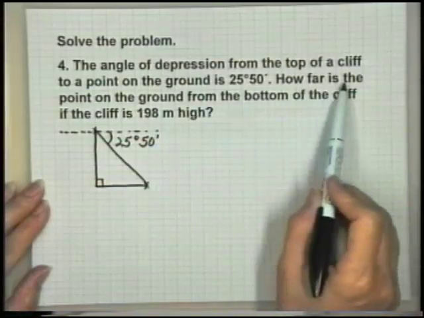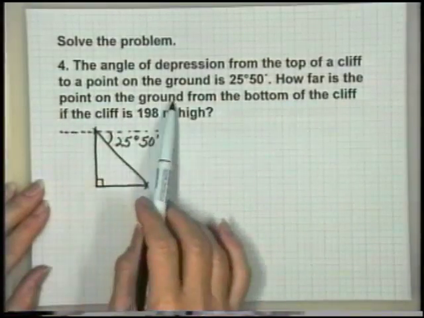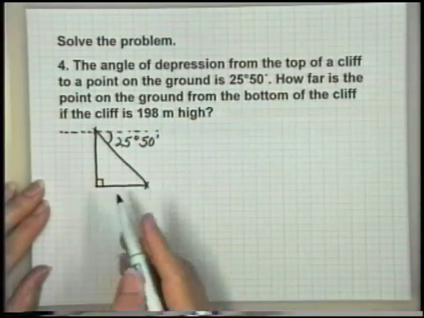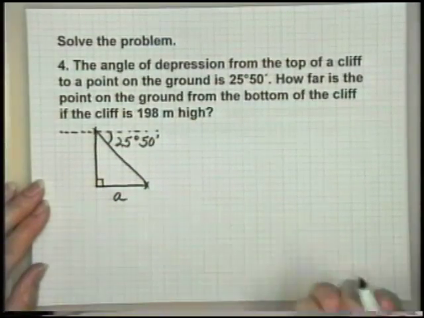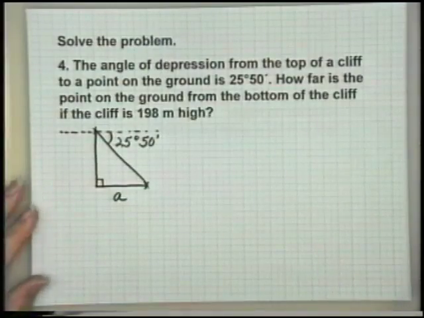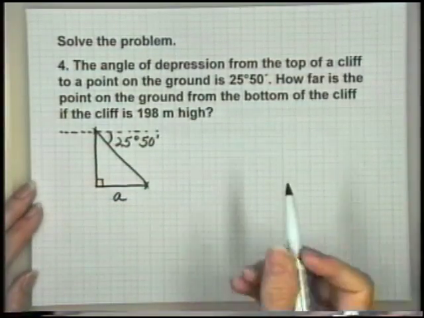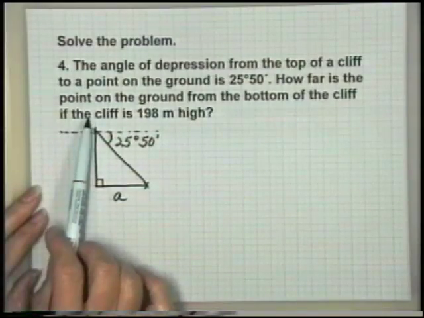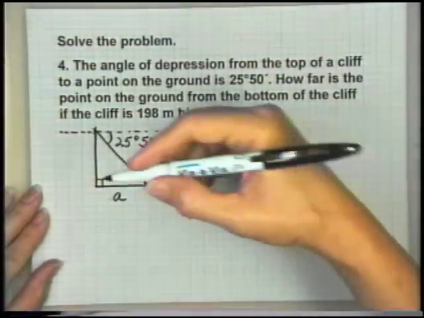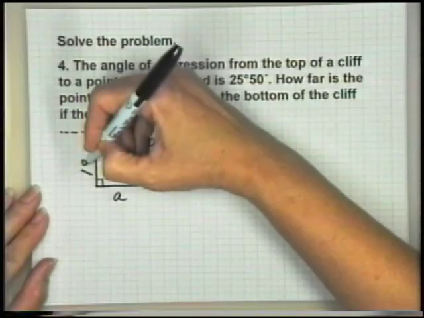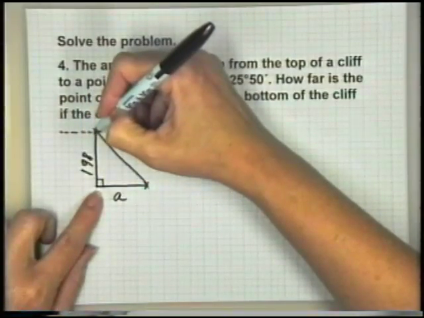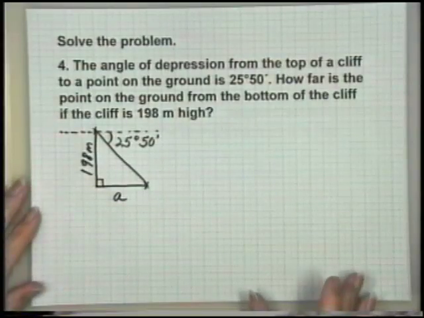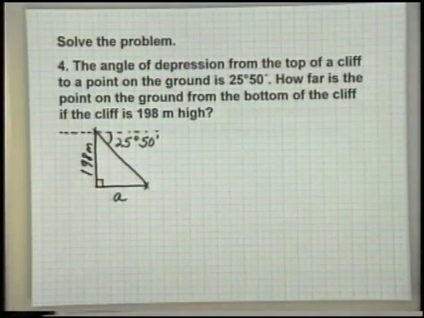Now let's see what else I know. We want to know how far the point on the ground is from the bottom of the cliff. So that would be this distance right here. I'm just going to call that distance little a. That would be one of the legs of the right triangle. So I'll just call it A. And what else does it tell me? It tells me the cliff is 198 meters high. So I know that this distance is 198 meters.